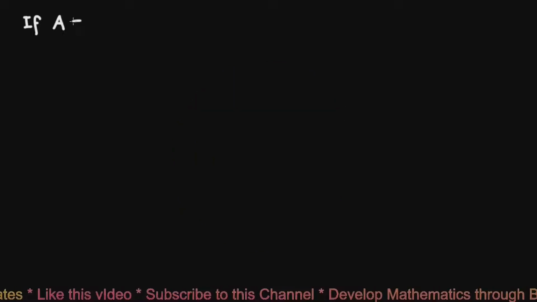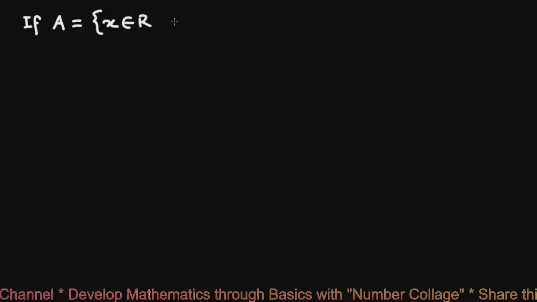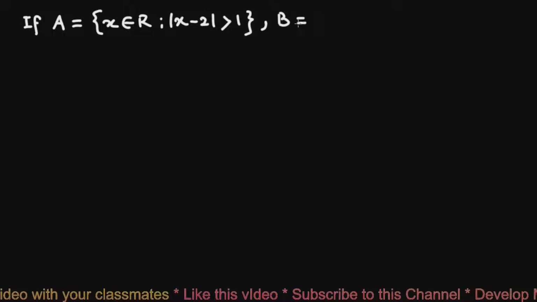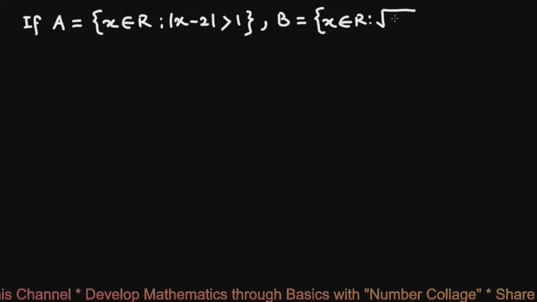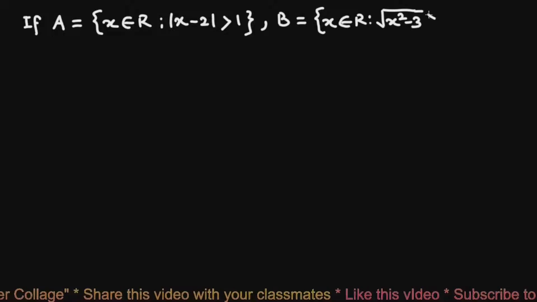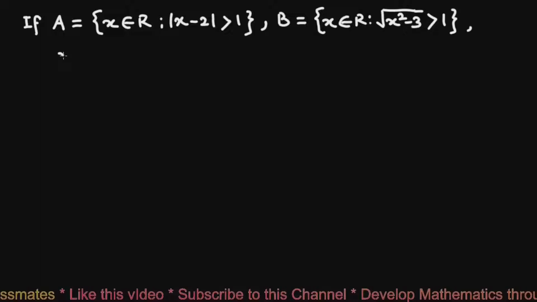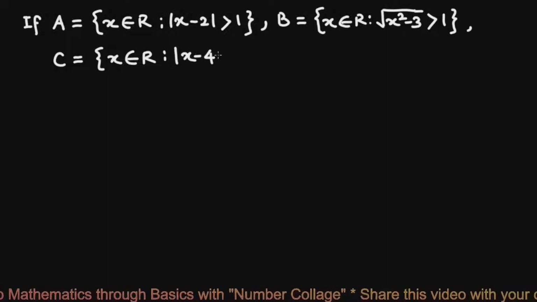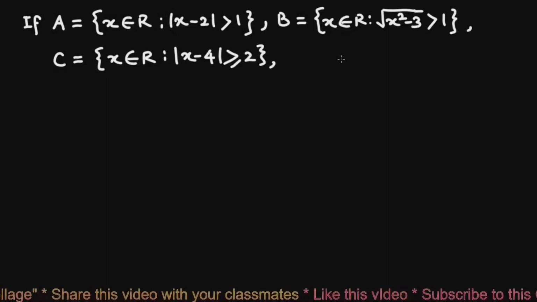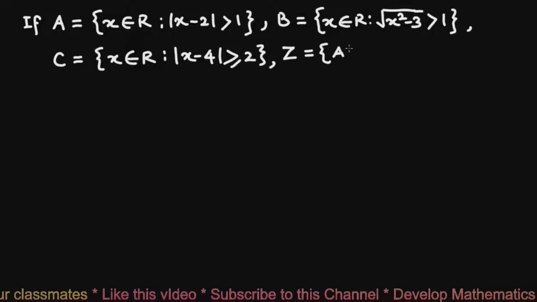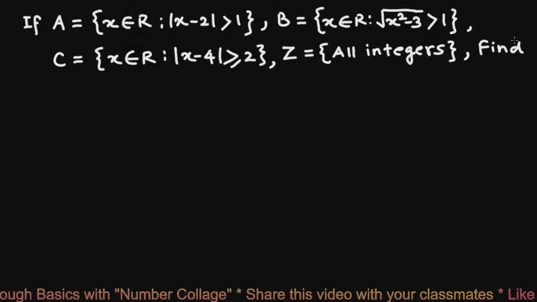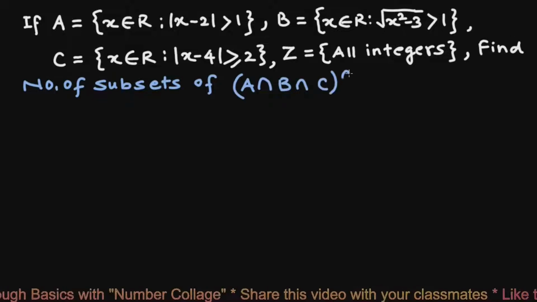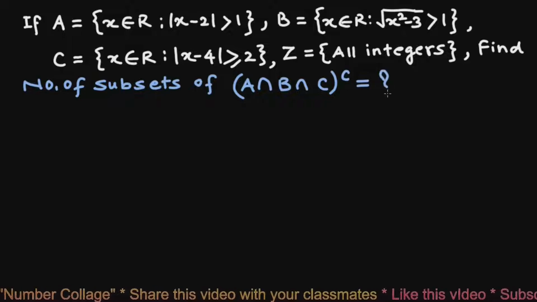If set A equals the real numbers x such that mod x minus 2 is greater than 1, set B is the real numbers x such that square root of x squared minus 3 is greater than 1, and set C is the real numbers x such that mod x minus 4 is greater than or equal to 2, and Z is the set of all integers. We have to find the number of subsets of the set (A intersection B intersection C) complement intersection Z. This is what we have to find out.